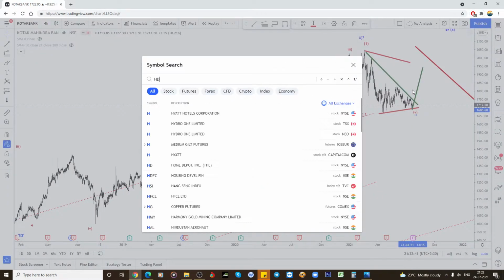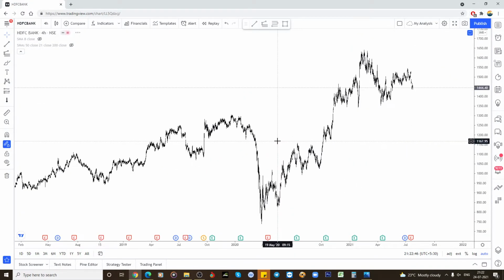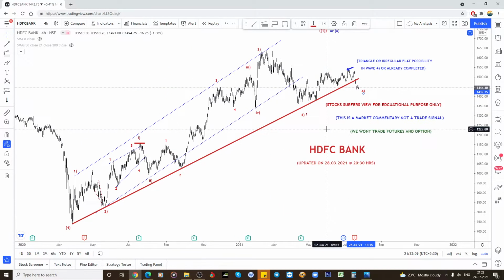And HDFC Bank. See, it has not yet broken this low, and it is making the 3-day structures. Here also 3-day structures. So wait for this. If you need to buy, you can buy here, and you have to wait for this trailing stop loss. Keep in mind, if it breaks below this, you need to exit your positions, because how deep it can go, it's very tough to predict here.